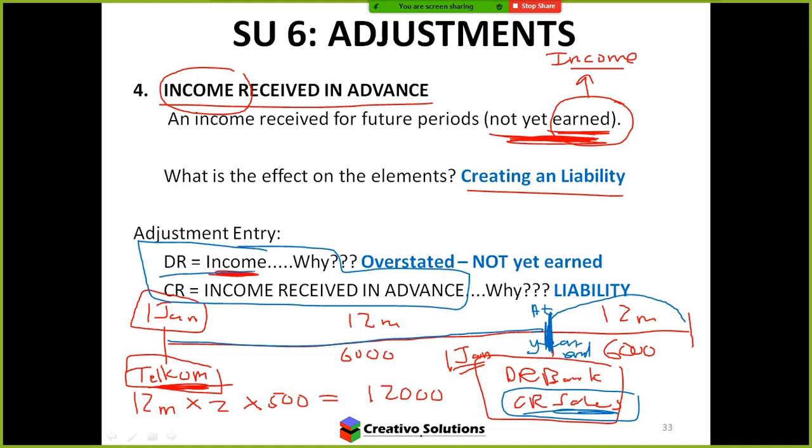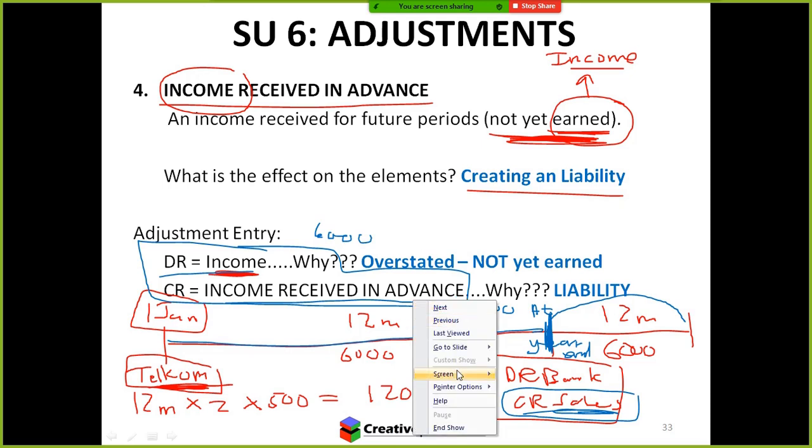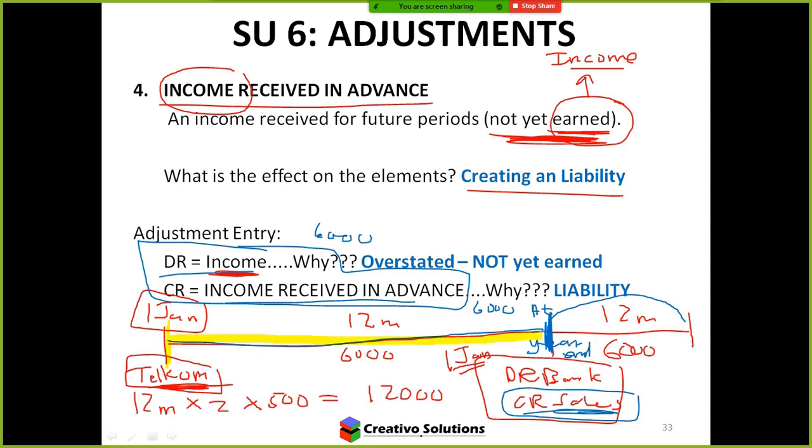They are going to debit income with 6,000 and credit income received in advance with 6,000, because they need to show their users that for this financial year, I have only received 6,000. The other 6,000 is a liability because I'm only going to earn that next year when I offer the telecommunication services. Does that make sense? Do you see it now? Yes, I can see it.